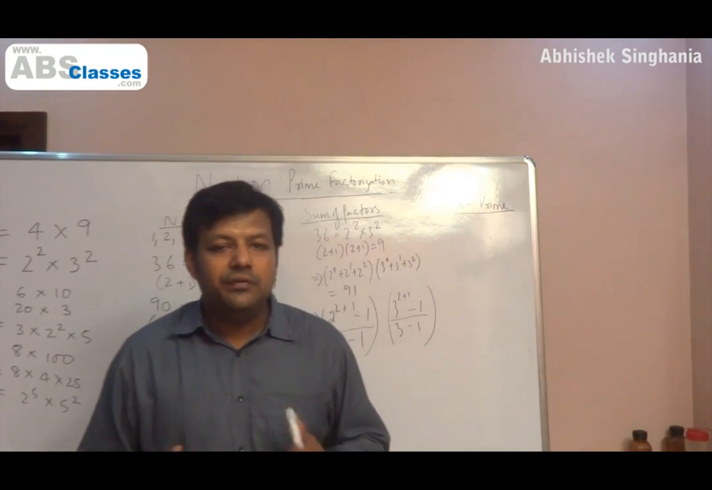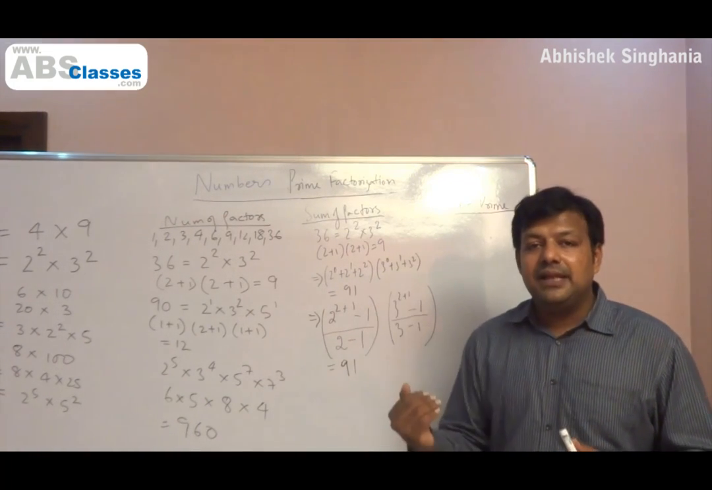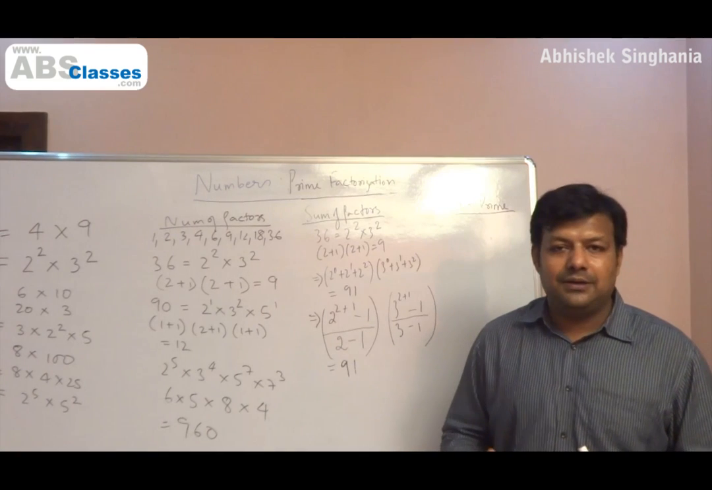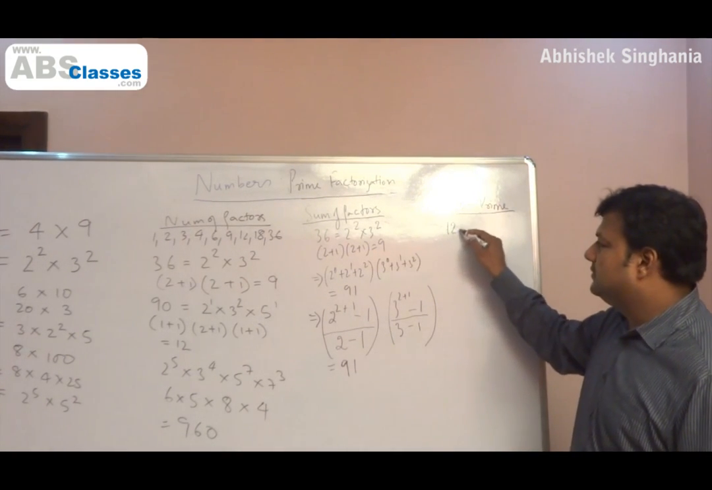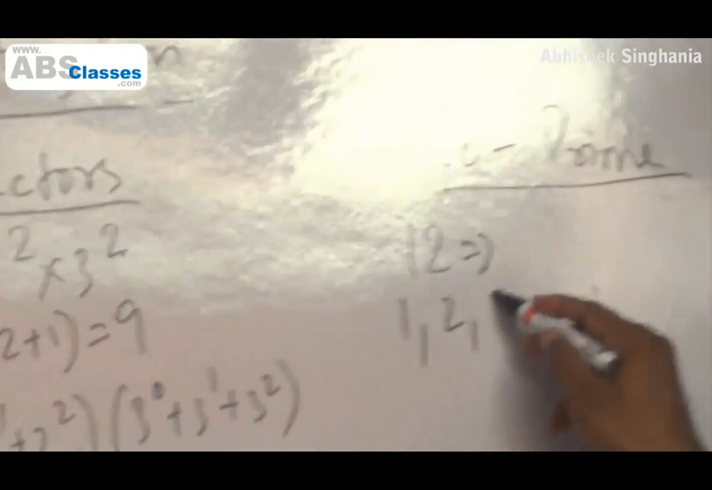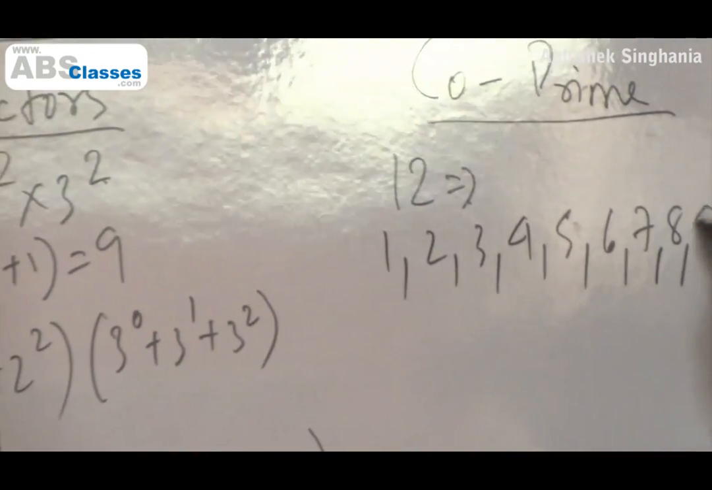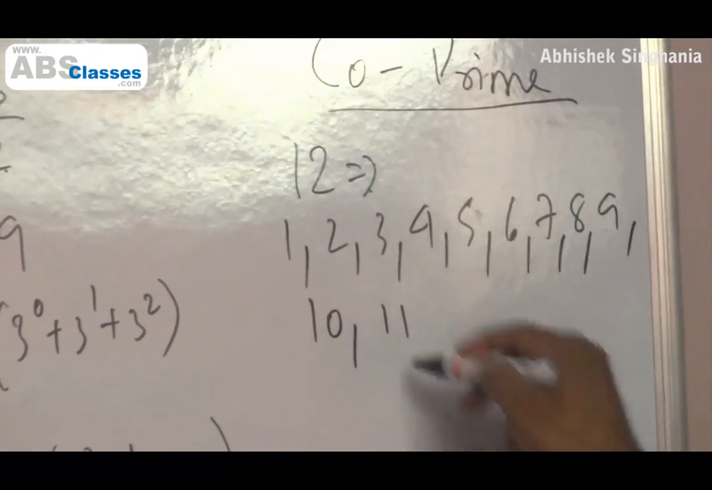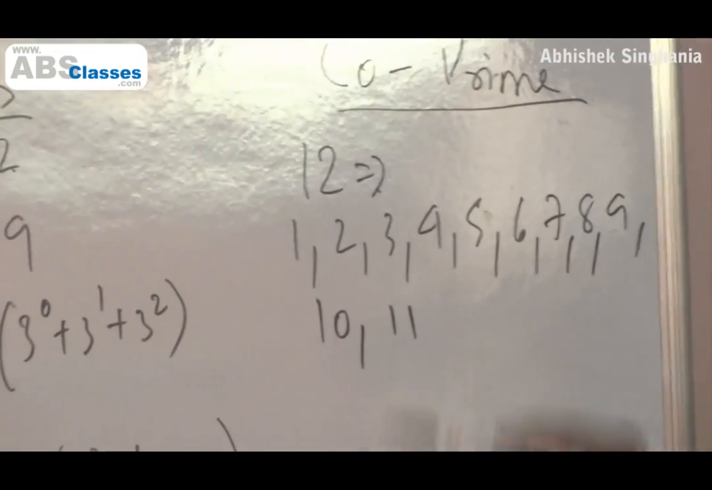Alright. So what we are trying to find here is how many numbers less than that number are co-prime to that number. Okay. For example, say 12. Right. Now how many numbers are less than 12? 1, 2, 3, 4, 5, 6, 7, 8, 9, 10 and 11. Let us see how many of these numbers don't have a common factor with 12.